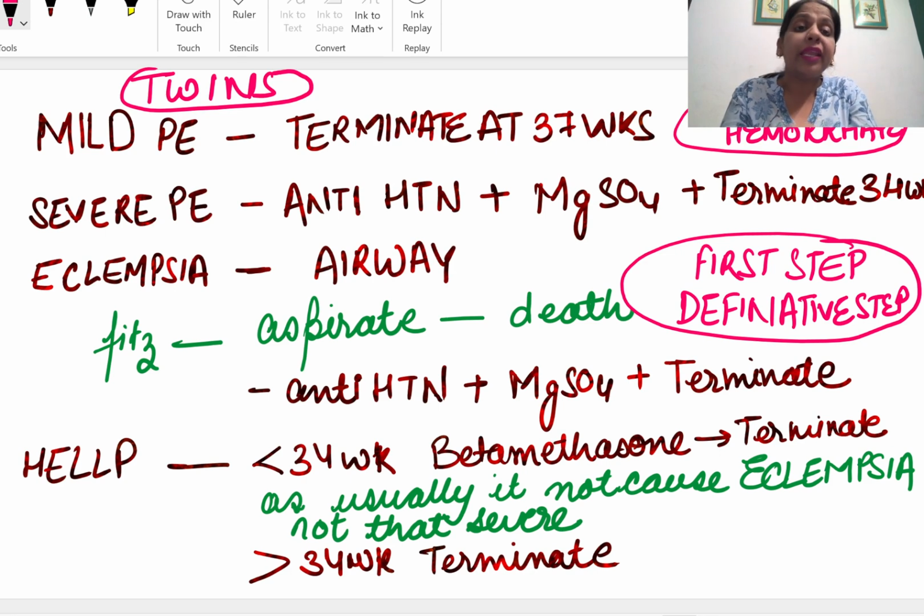Okay, then now we come to the treatment. Now the prophylaxis and the therapeutic, both for eclampsia, is magnesium sulfate. No doubt we give antihypertensive, but now because the toxemia is occurring too much, the brain has gone into the fits phase, now we have to terminate the pregnancy.